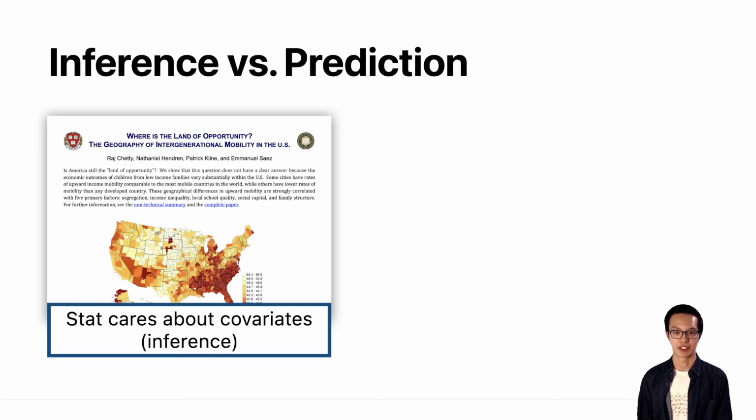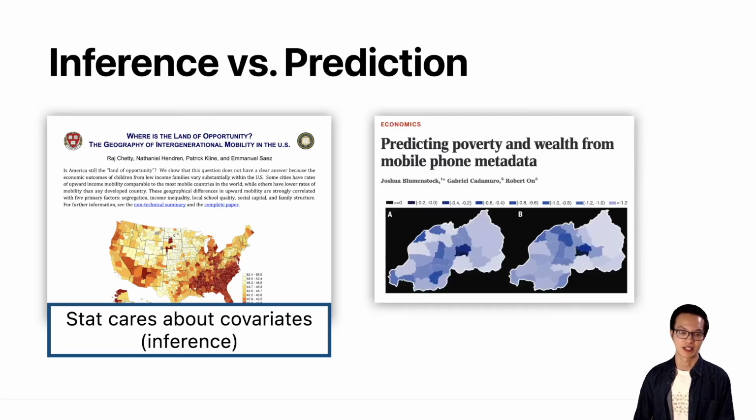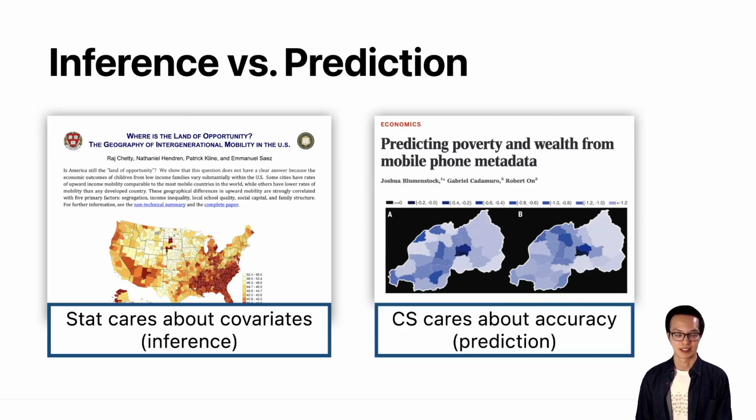A predictive view, on the other hand, cares less about the model's parameters and more about the model's accuracy. For instance, we might care more about our model's ability to predict poverty and wealth, more so than whether the model's covariates are interpretable. This is a common view for computer science instructors.